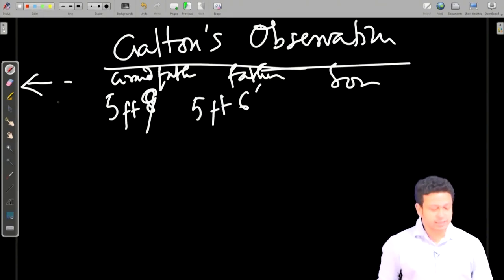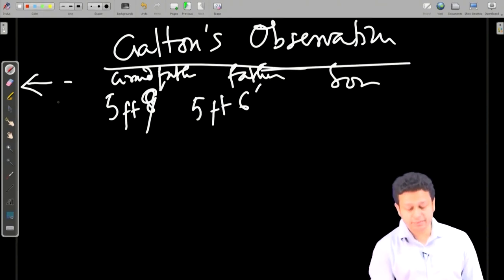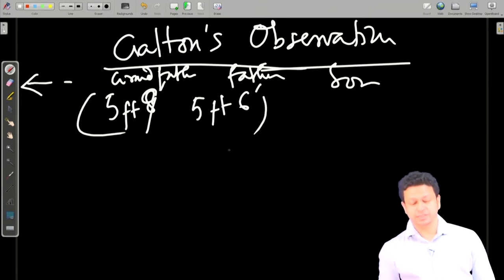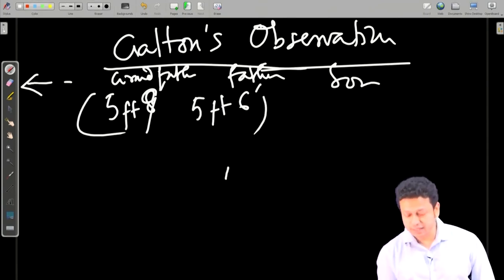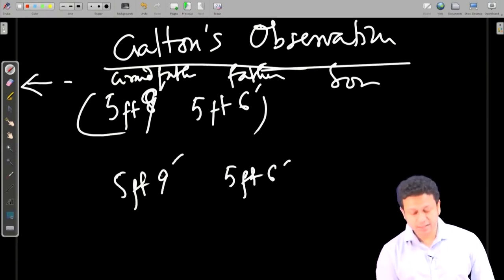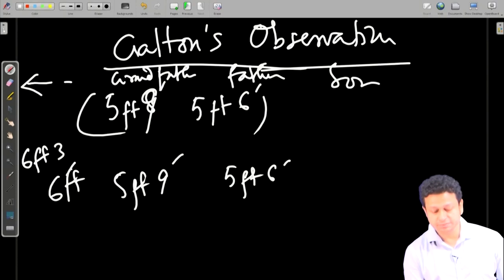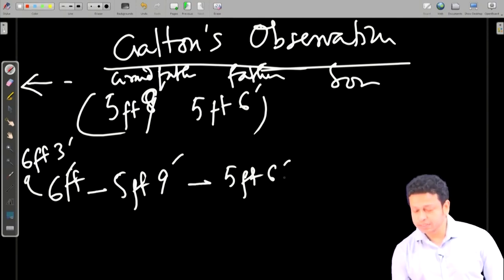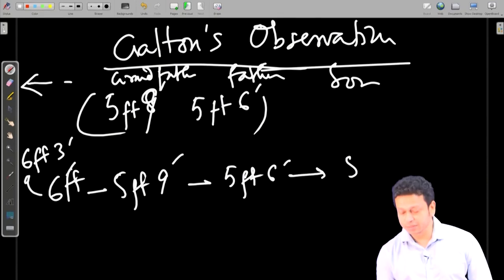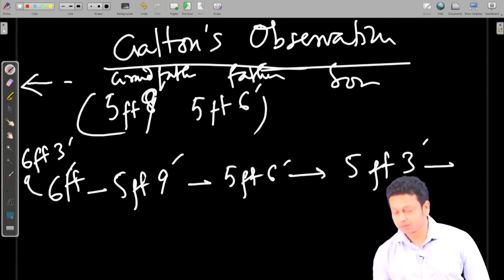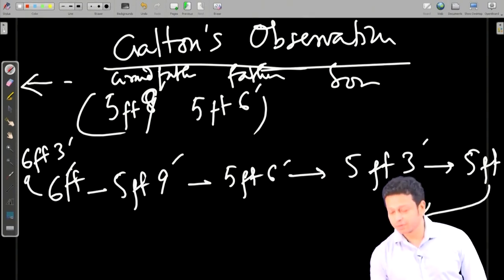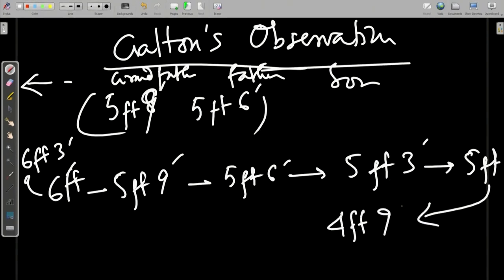So, now before I get into the observations made by Galton, let me ask you a question. Let us say the father's height is 5 feet 6 inch and the grandfather is 5 feet 9 inch. How likely is it that his father was 6 feet or 6 feet 3 inch, or that this person's son is going to be 5 feet 3 inch, or further, the next generation is going to be 5 feet, or going forward 4 feet 9 inch?